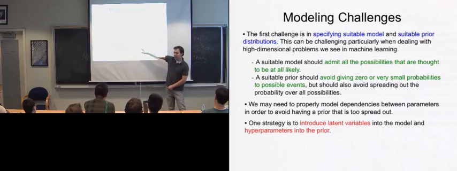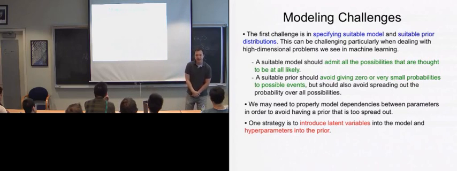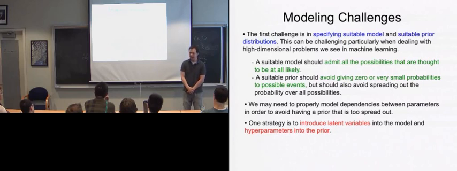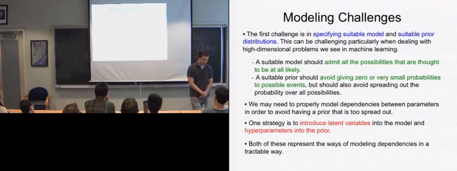One strategy is to introduce latent variables. It's something that we're going to see in the second half of this class. We're introducing latent variables into the model. And the second choice is specifying hyperparameters and putting them into your prior. So hierarchical Bayesian models are, for example, one way of doing that. And we'll see examples of that. Both of these ways essentially represent ways of modeling dependencies in a tractable way. Okay, but this is a challenge.